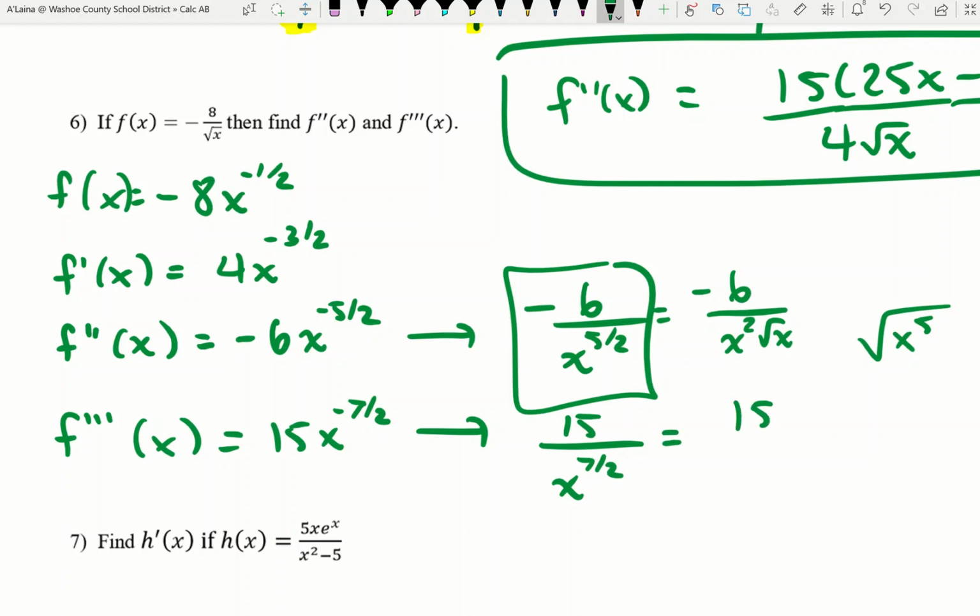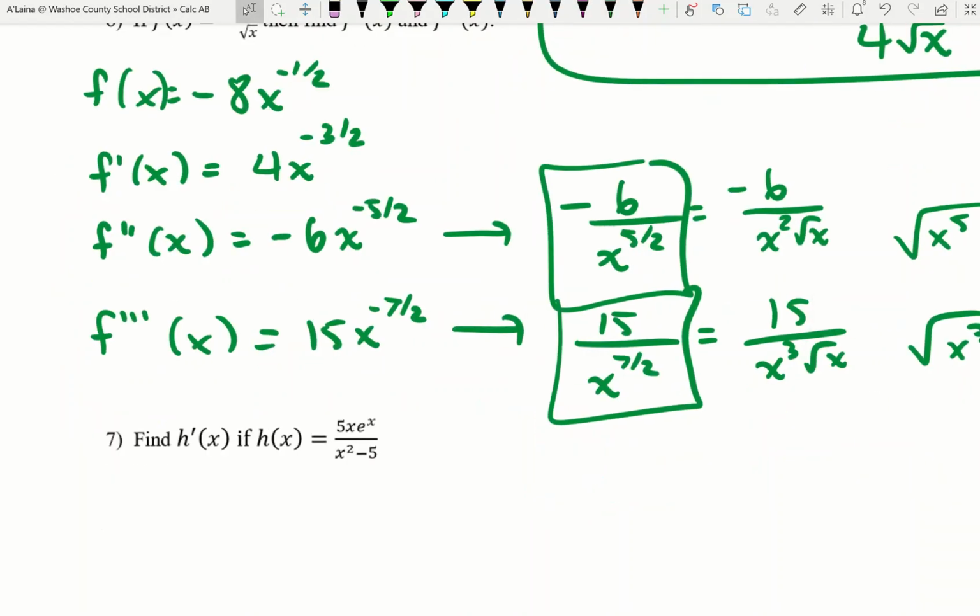Same type of thing here. If you've got the square root of x to the 7th, you could take out 3 pairs of x's. Technically, you would need an absolute value there to make sure that those all stay positive, but you're really not going to need to go down that rabbit hole. You can just leave them like that.